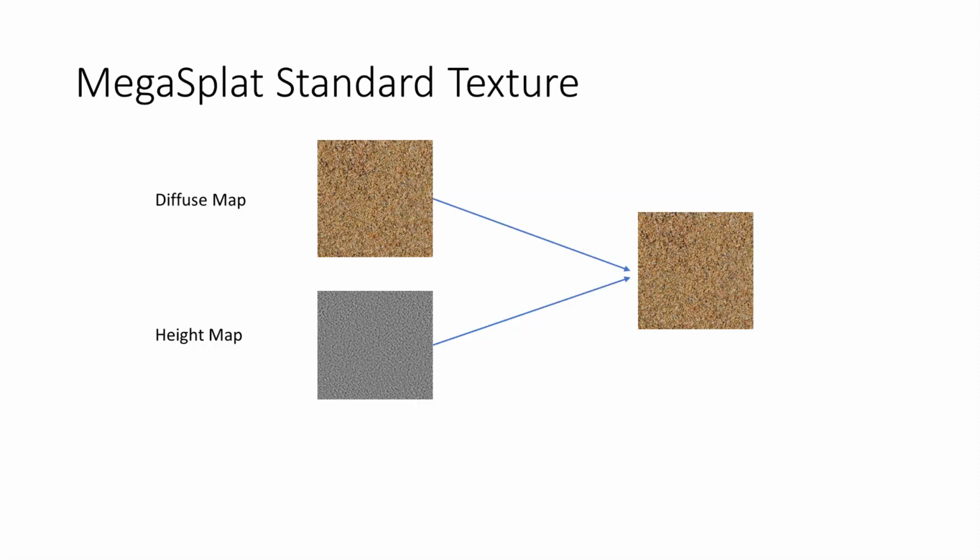For MegaSplat we will need to create 2 types of textures. First of all the standard texture, which basically is a diffuse map with the height map included in the alpha channel. The channel packer settings are the same as in the previous picture, except that we can use the red channel from the height map.